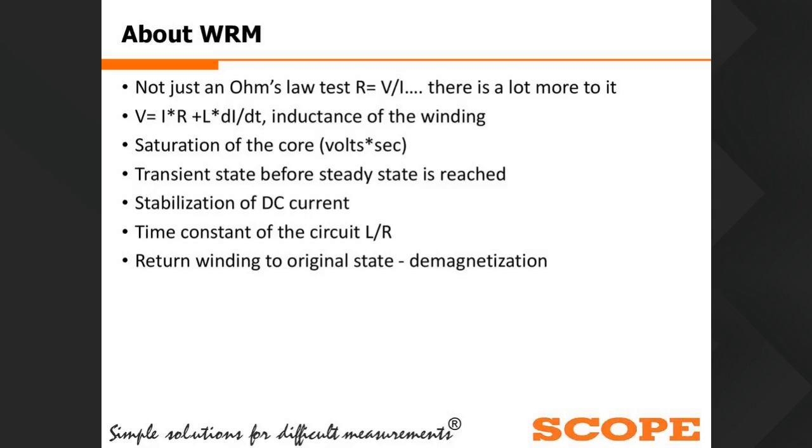After reaching the steady state and stabilization of the current, at that point we need to measure the voltage drop. So this is not only Ohm's law. The point is that we need to nullify the inductance, that is, convert the DC current into a stable mode. After the winding resistance test, it is also important to return the winding to its original state. That is, we need to do demagnetization. We will see what demagnetization is and how it is carried out on a transformer in upcoming slides.